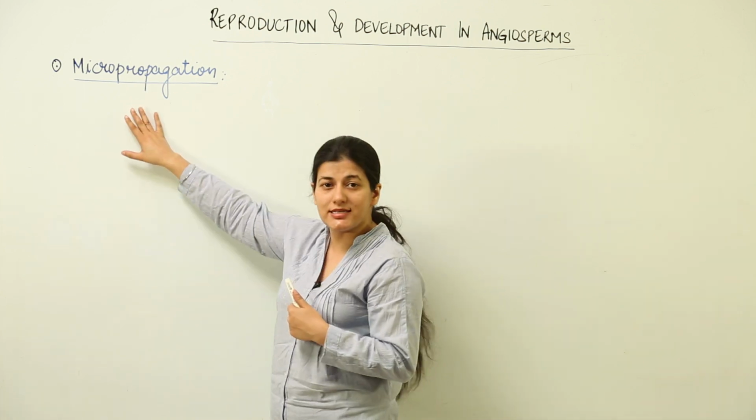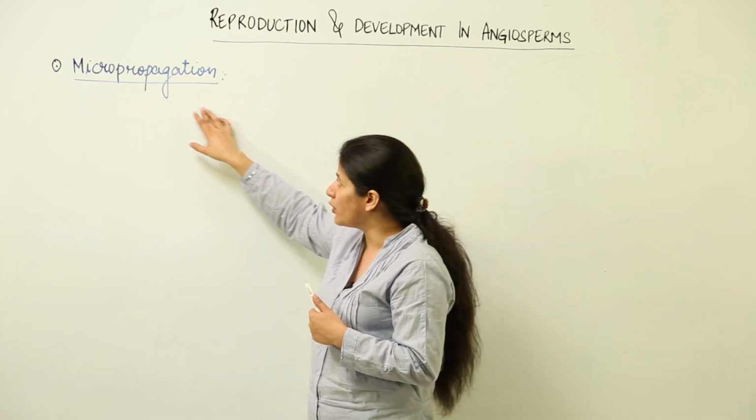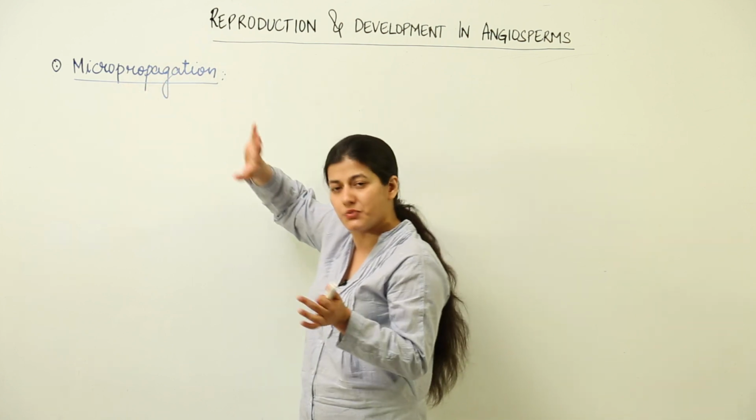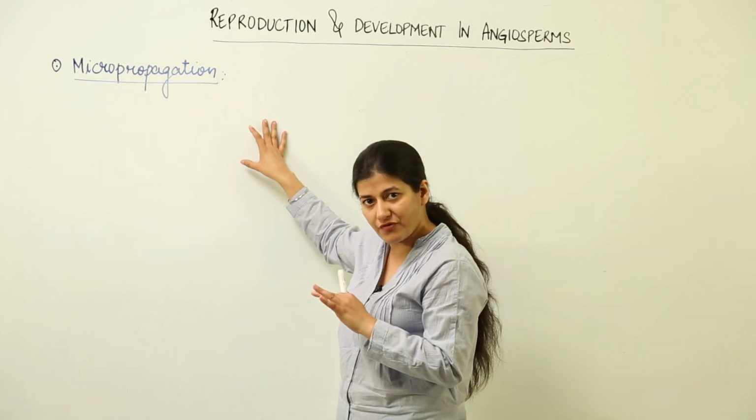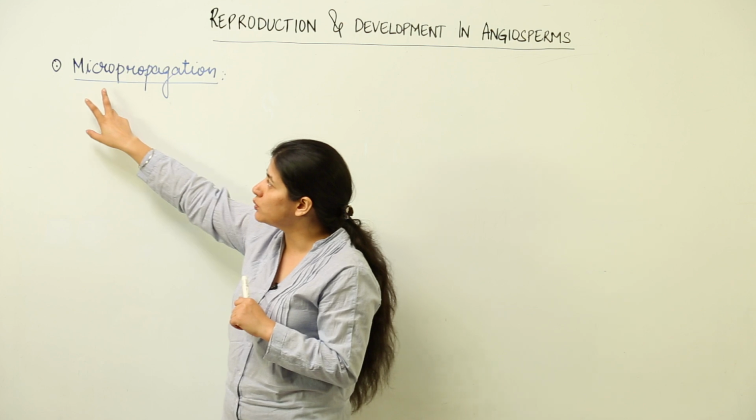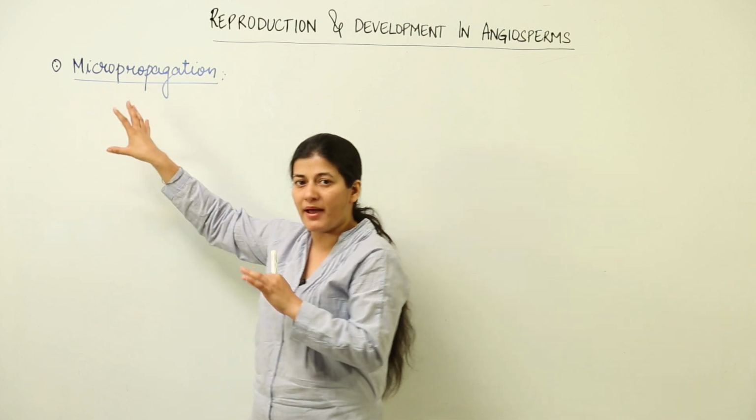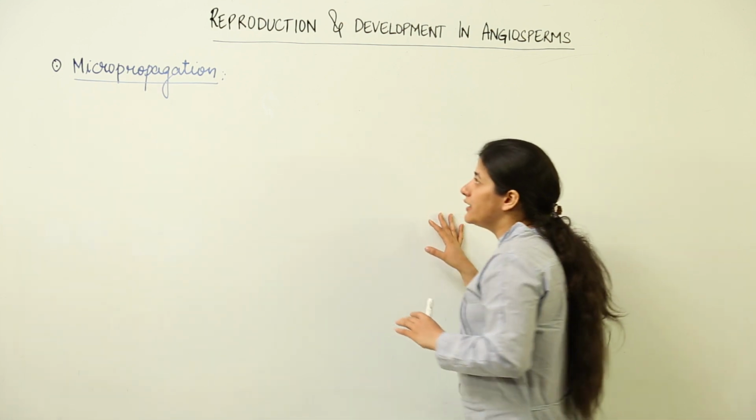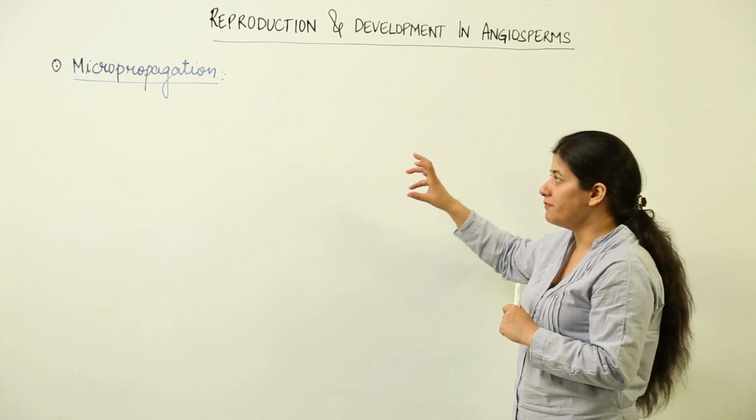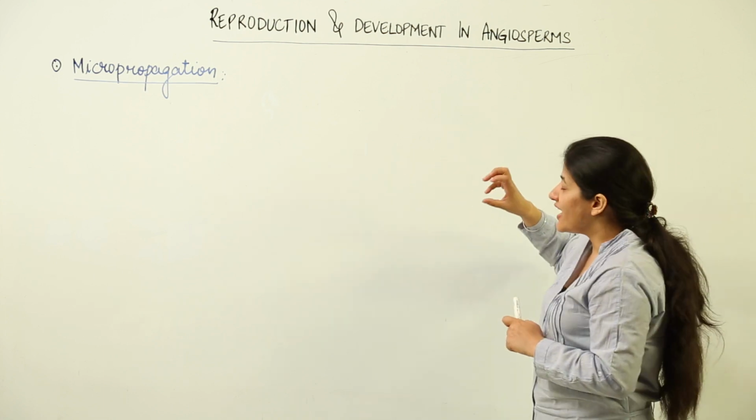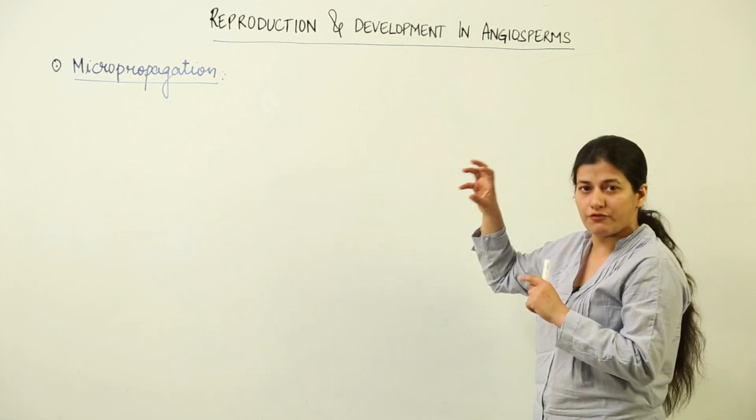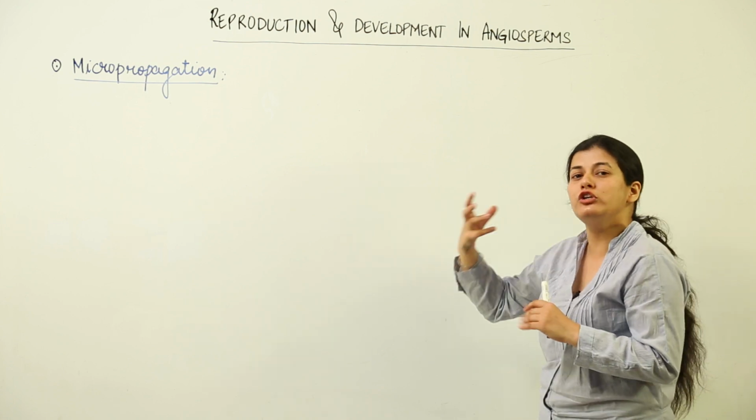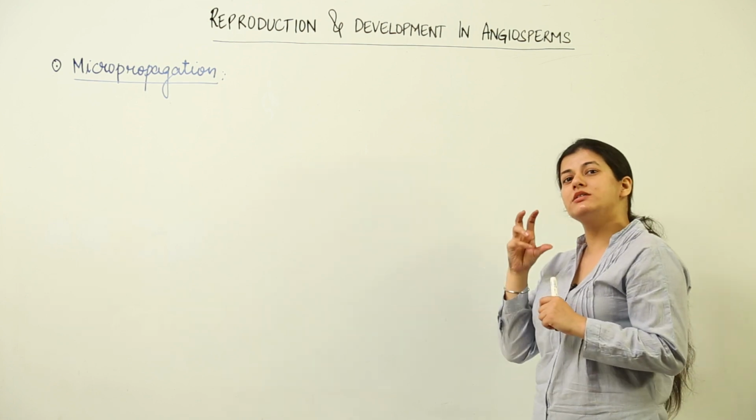And as you can see in this name, we have the word propagation. That means it would be similar to vegetative propagation, but the new word is micro. So something microscopic would be involved. Now come to the definition of this term. What is micropropagation? It is the rapid raising of plants or rapid production of new plants from plant tissues.